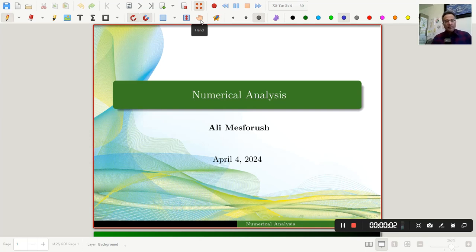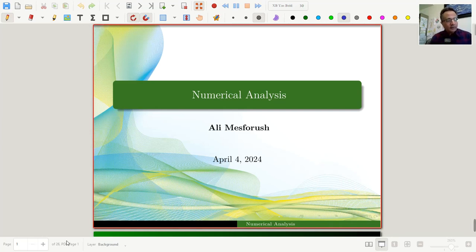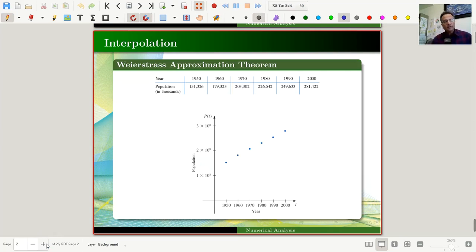Okay, in this lecture we start a very important concept in numerical analysis. We call it interpolation. Before I start on interpolation and the methods and techniques for computing an interpolant, we need to know what interpolation is. Let me start with a very simple example.